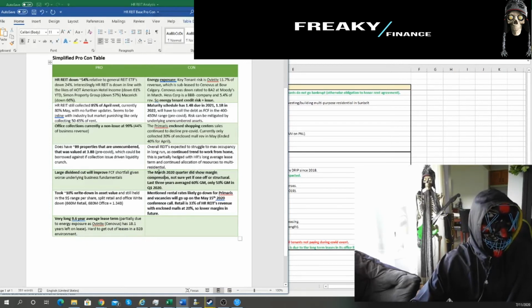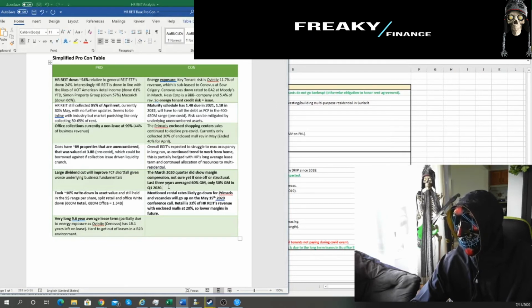The March 2020 quarter did show margin compression. I'm not sure yet if that's just a one-off or structural. They didn't expand. Over the last 3 years, they averaged 60%, but only 50% GM in Q1 2020, so that's something to look at. And that was March, so I'm not sure. The collections weren't really impacted. Like, they started getting impacted in March, but it didn't really show up because they would have paid their March rent at the beginning of March, right?